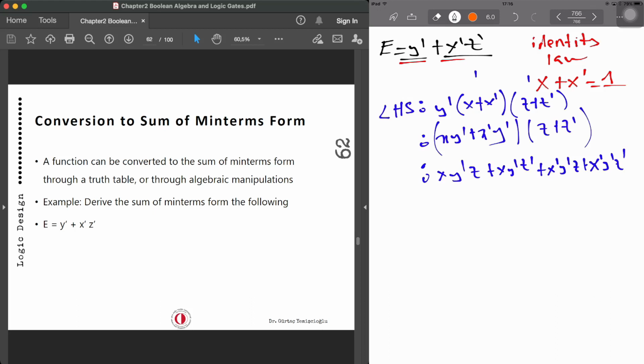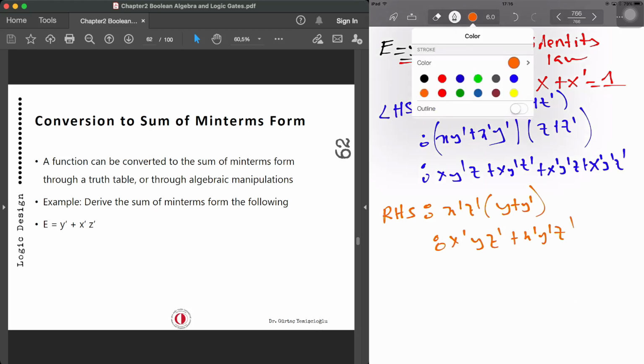Okay, then we do the same thing for the right-hand side, where we need to include x prime z prime. What are we missing? Y plus y prime. And this is going to be x prime y z prime, or x prime y prime z prime. Now I have got the right-hand side and the left-hand side, both have got all the variables that we have got in the function.